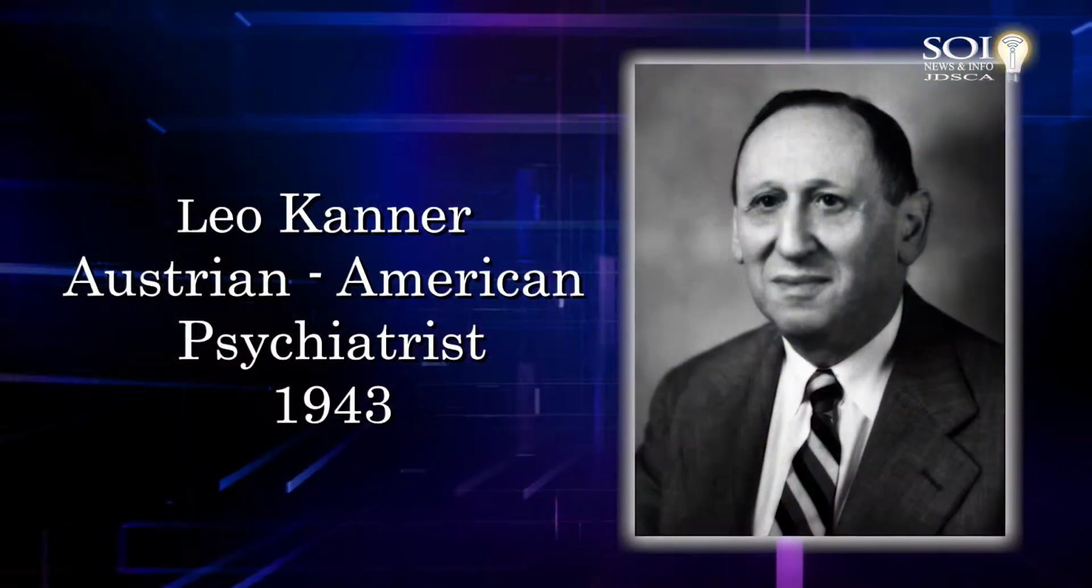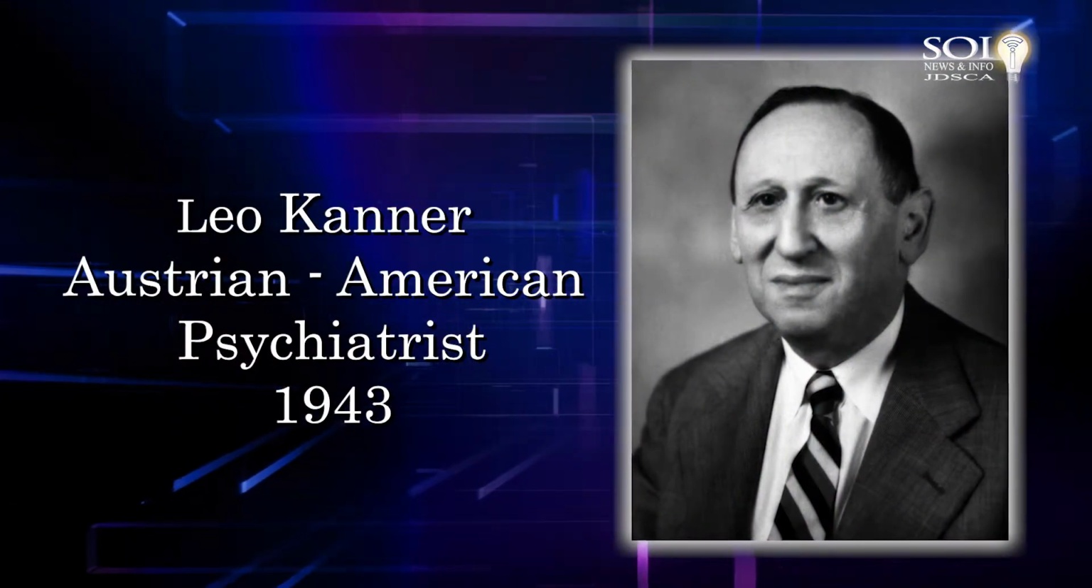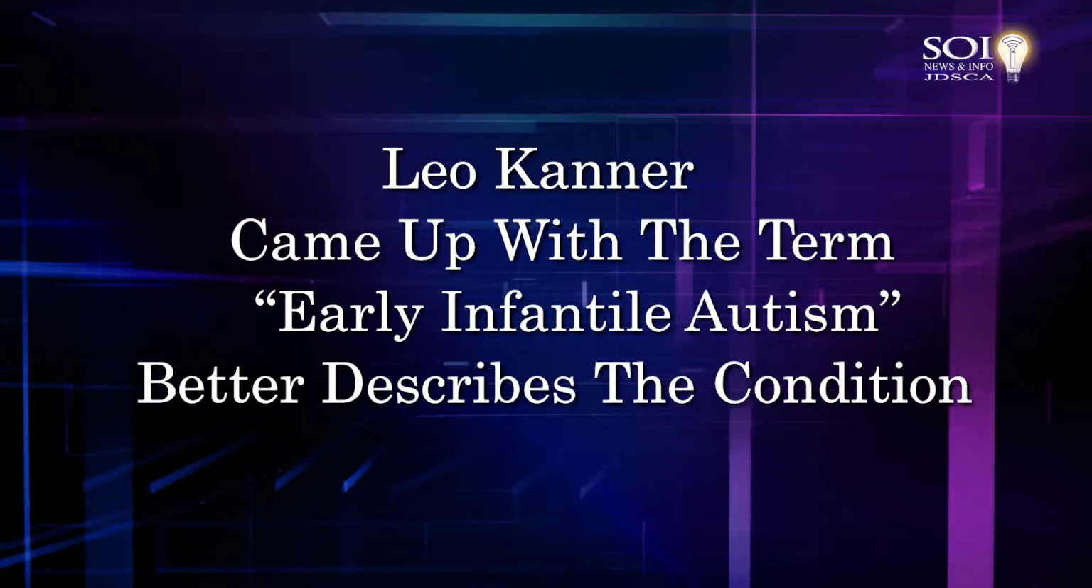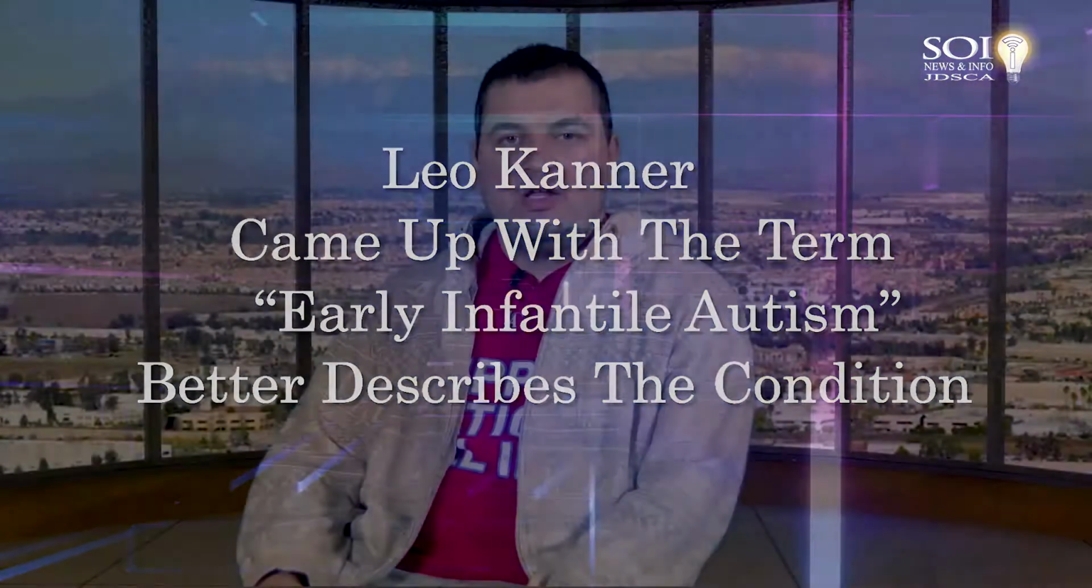This is when the Austrian-American psychiatrist Leo Kanner came up with the term early infantile autism to describe the behavioral similarities in a group of highly intelligent children. Some of the behaviors these children shared were a powerful desire for aloneness and an insistence on sameness.